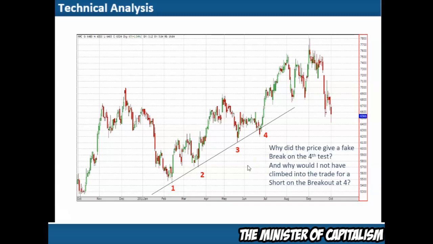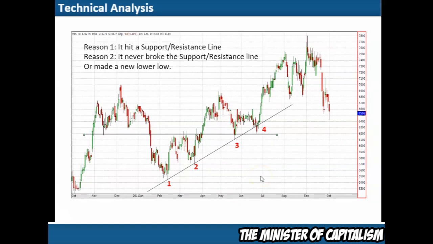Why did the price give a fake break on the fourth test? And why would I not have climbed into the trade for a short on the breakout at 4? Reason 1, it hit a support and resistance line. Reason number 2, it never broke the support or resistance line or made a new lower low. So you can see, once you start drawing these lines in, it really helps to make things clear.